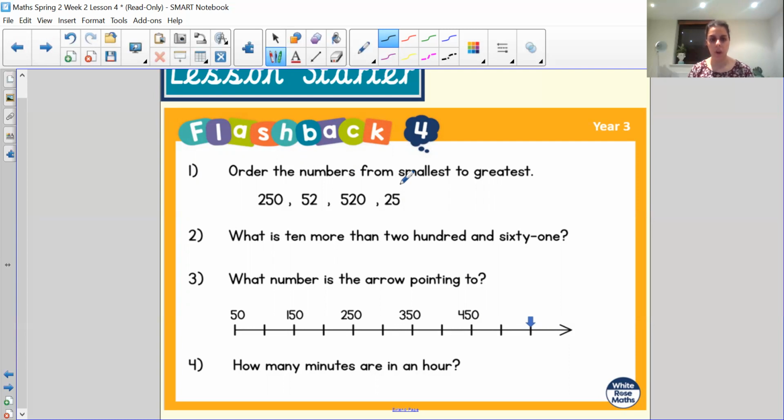Question 3, what number is the arrow pointing to? So you can see carefully here, we've got 50 there. There's a line, and 150, there's another line, 250, 350, 450. Try and work out what this one is going to be. And the last question is, how many minutes are in an hour?